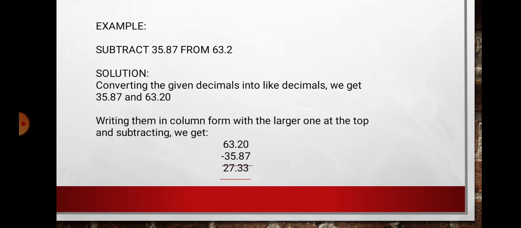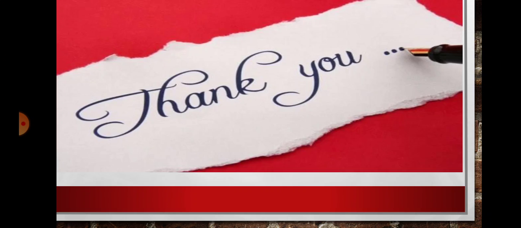The first step, convert the numbers to like decimals. So it is 35.87 and 63.20. So 63.20 is the larger number. So write it first and then subtract 35.87 from it. The answer is 27.33. So I hope you all understood the topics we have discussed in chapter 7, decimals.